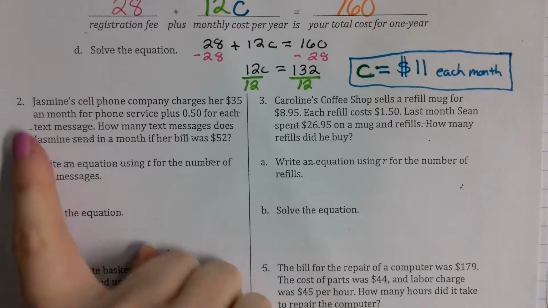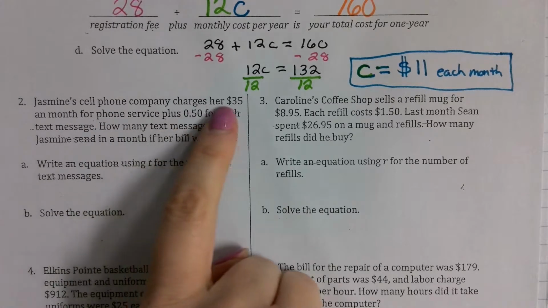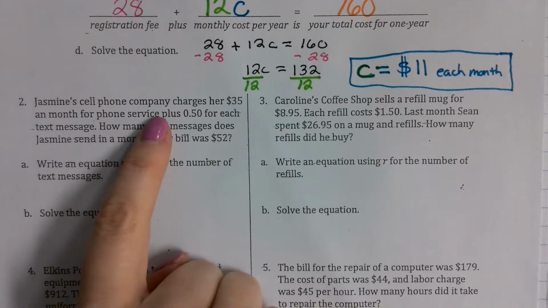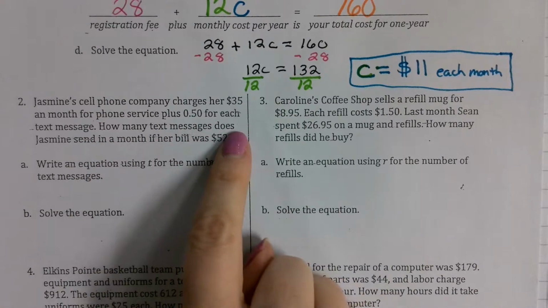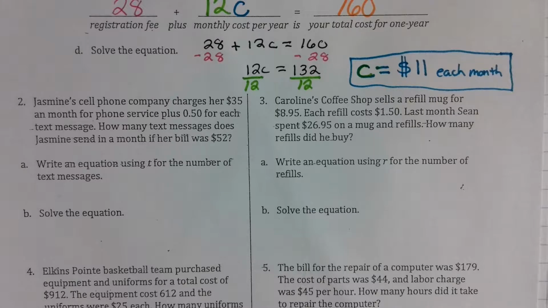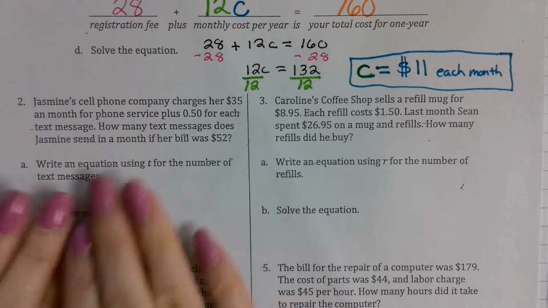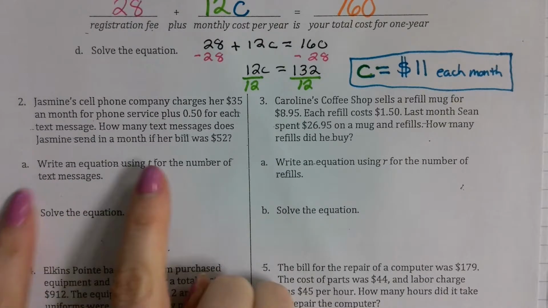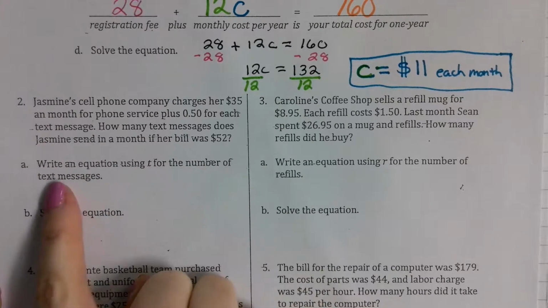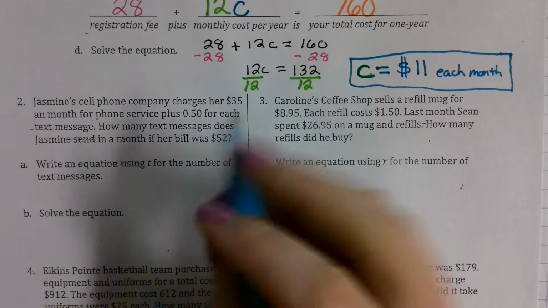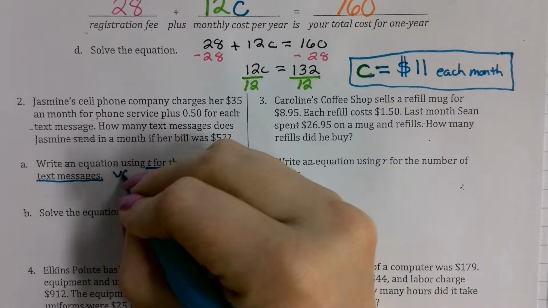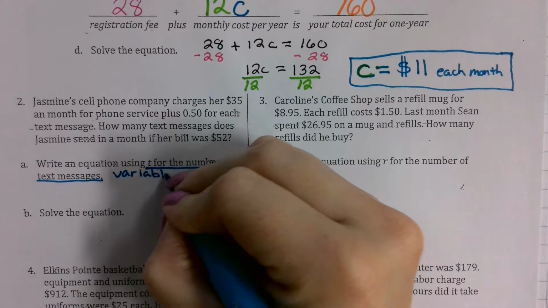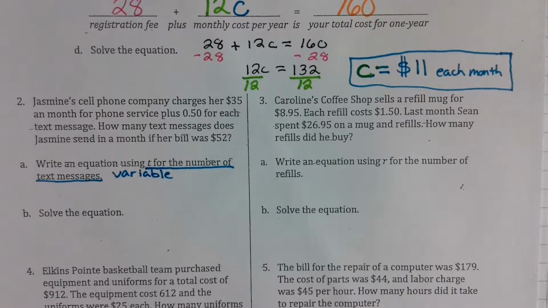All right, let's take a look at number 2. Jasmine's cell phone company charges her $35 for a month of service plus 50 cents for each text message. They want to know how many text messages does Jasmine send in a month if her bill was $52. Okay, so the first thing we need to do is write an equation using T for the number of text messages. So they're already telling us what our variable is. T represents the number of text messages. That's your variable. So go ahead and underline that in blue so that we know that that's our variable value.